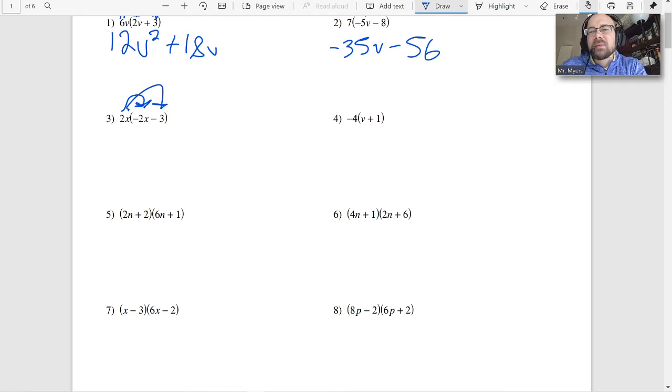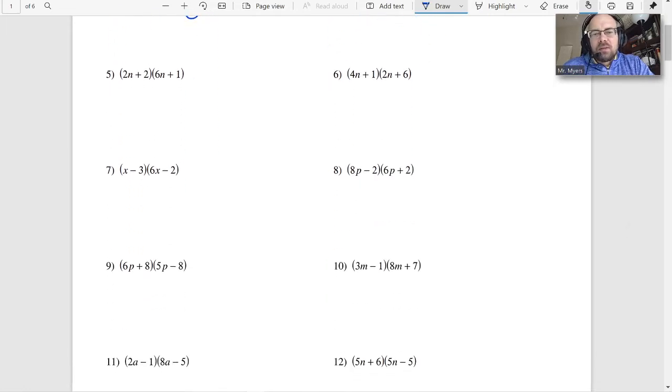We're going to do 2 times negative 2, so that's negative 4. And then there's an x times x again, just like for number 1. So x times x is x squared. Then I do 2x and a minus 3, so minus 2 times 3 is 6. And then I have an x. And that's it for that one. And then same thing for number 4. So before we move on to a little bit more complicated stuff, all I'm doing here is doing negative 4 times v, negative 4 times 1. So that's the answer. Okay.